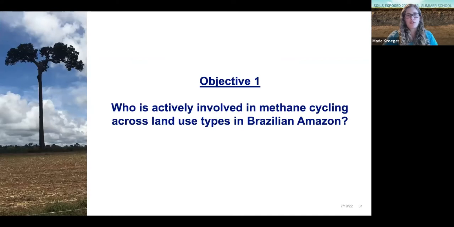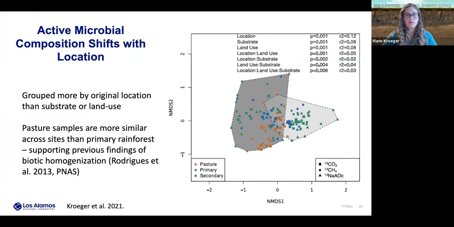So for the first objective, I wanted to understand who was actively involved in methane cycling across these different land use types in the Brazilian Amazon. What I'm showing on the right is an NMDS plot between the different sites, showing our pastures in orange, green is our primary rainforest, blue is the secondary rainforest, and then we have our two different sites. Basically what we found is, rather than grouping by the type of substrate that we added or the land use type, it really was most significantly shifted, and the most variance explained, by the original location.